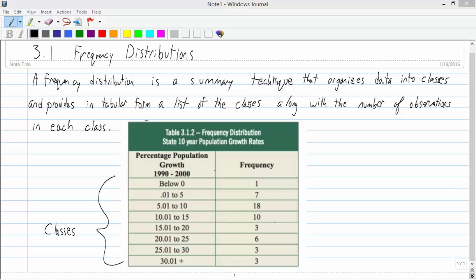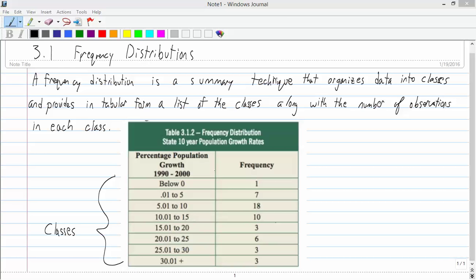All right. So your book does go through several examples of frequency distributions. Some frequency distributions may have percentages, some may have just counts like this, or just a frequency. So there are several different types of frequency distributions, and 3.1 basically gives you 4 or 5 examples.